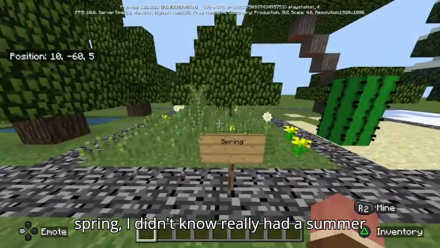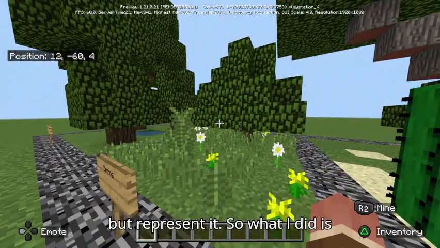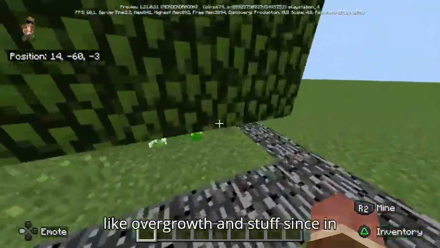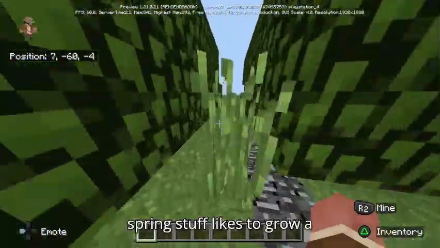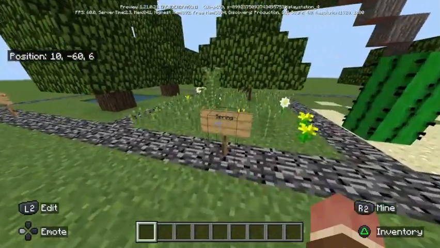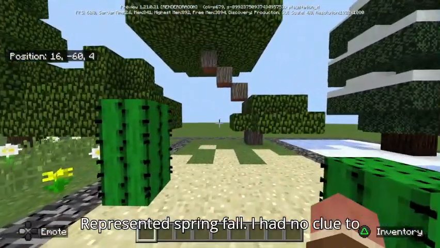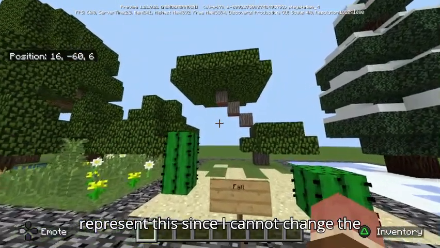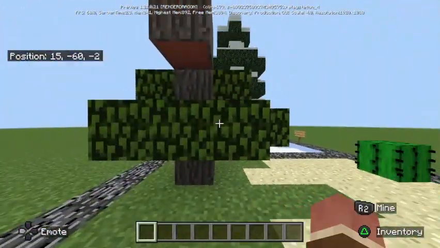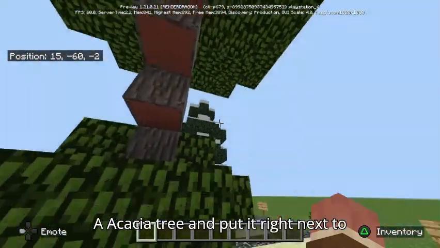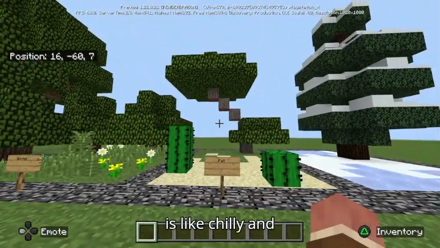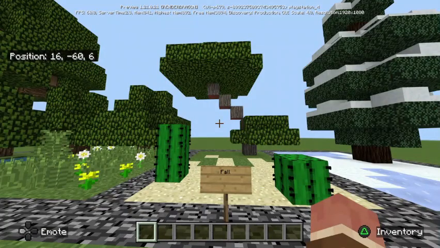In spring, I didn't really know how to represent it. So what I did is just add 1 tree and a whole bunch of overgrowth, since in spring, stuff likes to grow a lot. So that's how I represented spring. Fall, I had no clue how to represent since I cannot change the color of the leaves in Super Flat. So what I did is I planted an acacia tree and put it right next to a desert to show that fall is chilly and a bit dry.